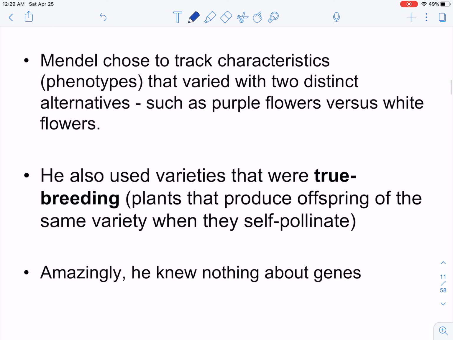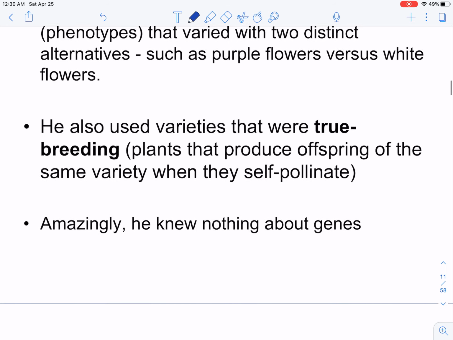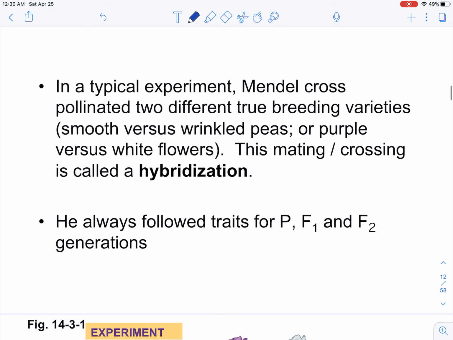So he chose to track characteristics or phenotypes that varied with two distinct alternatives, such as purple flowers versus white flowers. He also used varieties that were true breeding. That basically means true breeding varieties had to be homozygous. They couldn't be heterozygous. So these are plants that produced offspring of the same variety when they self-pollinated generation after generation. Again, Mendel didn't know anything about genes at the time. There wasn't a lot known about genes at the time.